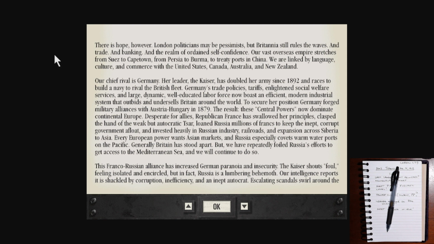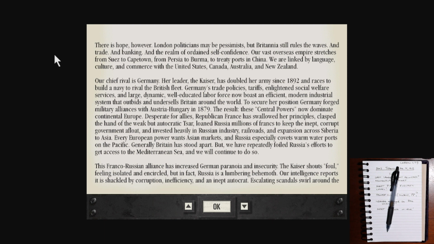Germany's trade policies, tariffs, enlightened social welfare services, and large, dynamic, well-educated labor force now boast an efficient, modern industrial system that outbids and undersells Britain around the world. To secure her position, Germany forged military alliances with Austria-Hungary in 1879. The result? These Central Powers now dominate continental Europe. Desperate for allies, Republican France has swallowed her principles, clasped the hand of the weak but autocratic Tsar, loaned Russia millions of francs to keep the inept, corrupt government afloat, and invested heavily in Russian industry, railroads, and expansion across Siberia to Asia. Every European power wants Asian markets, and Russia especially covets warm water ports on the Pacific.